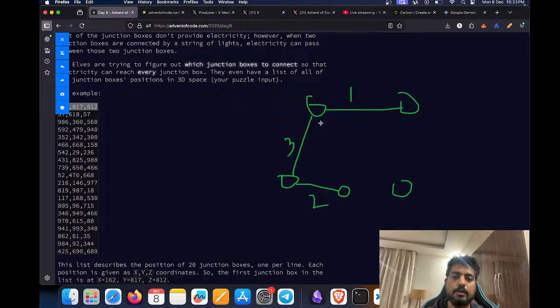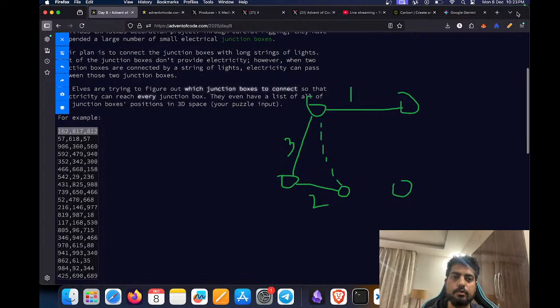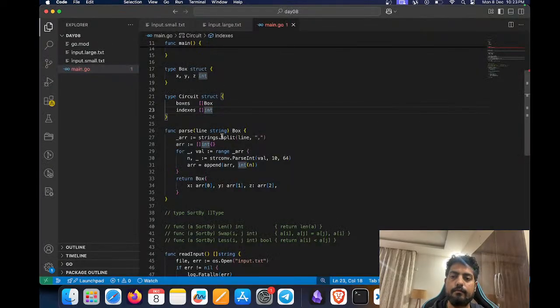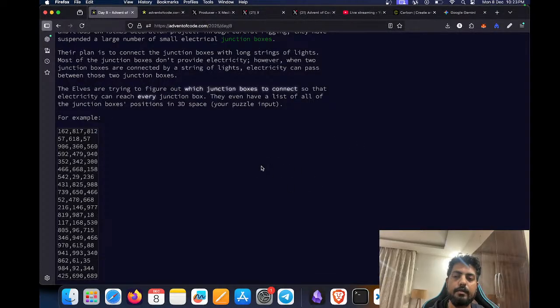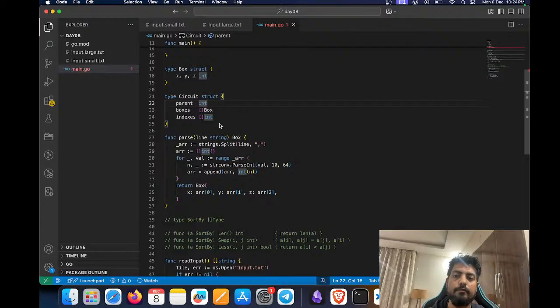If two boxes are already part of the circuit, we don't do anything because they are already part of the circuit. In the end, we just have to see what the sizes of all the circuits are, which is easy to get, because it's the length of the boxes we have. And the way you do this union find is that you also need to have a parent, like the leader of that circuit, or for a set, you need to have a parent set.